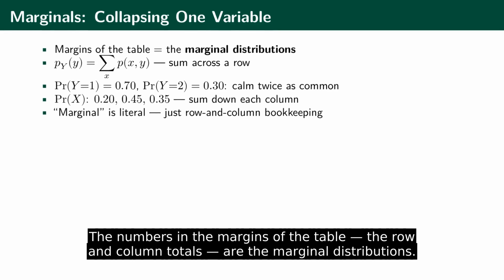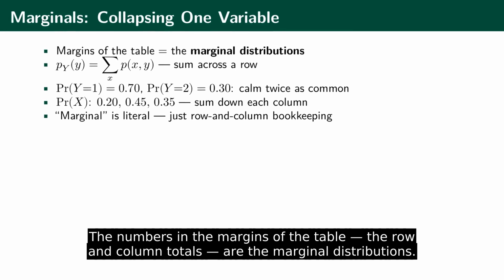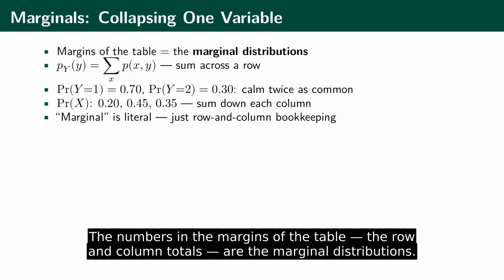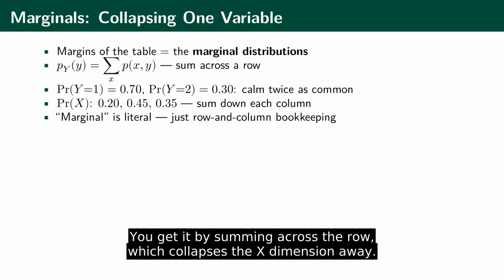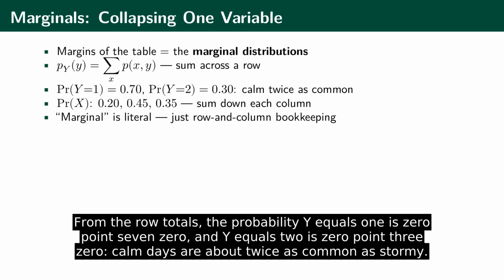The numbers in the margins of the table, the row and column totals, are the marginal distributions. The marginal of y tells you how often each regime occurs, ignoring the return. You get it by summing across the row, which collapses the x dimension away. From the row totals, the probability y equals 1 is 0.70, and y equals 2 is 0.30. Calm days are about twice as common as stormy.